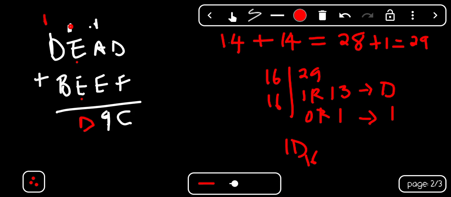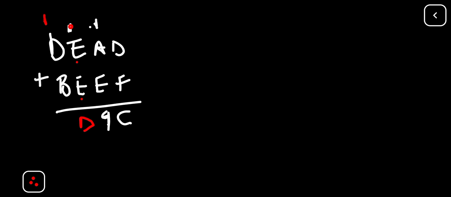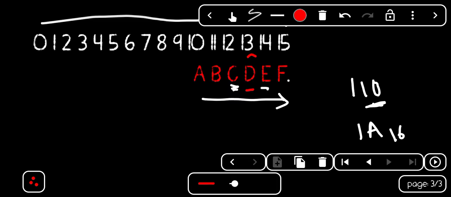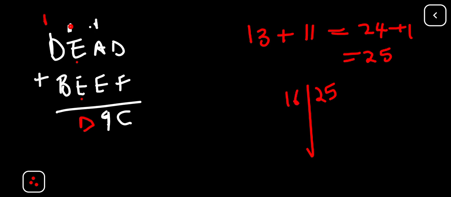Now, we have to compute again. D plus B, and that plus 1 above. So D is 13 plus B is 11. If you check it out, A is 10, B is 11. So that is going to give you 24, plus that 1 up is 25. So we have to convert 25 to base 16. I think we've done that before. We got 19, but let's do it again. So 25 to base 16 is 1 remainder 9. Then 16 into 1 is 0 remainder 1.